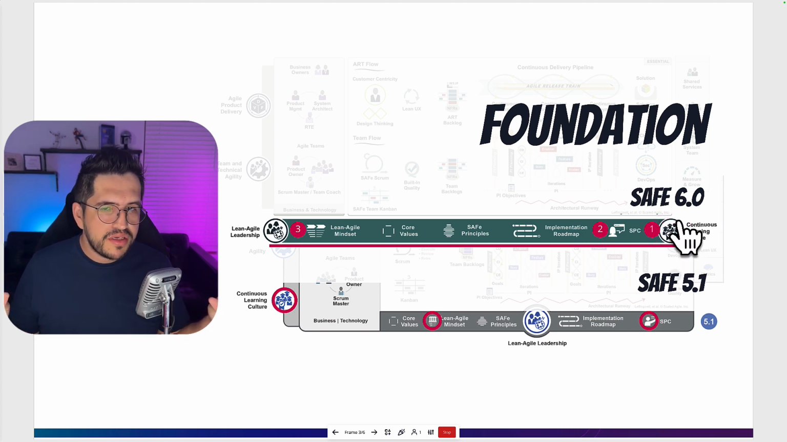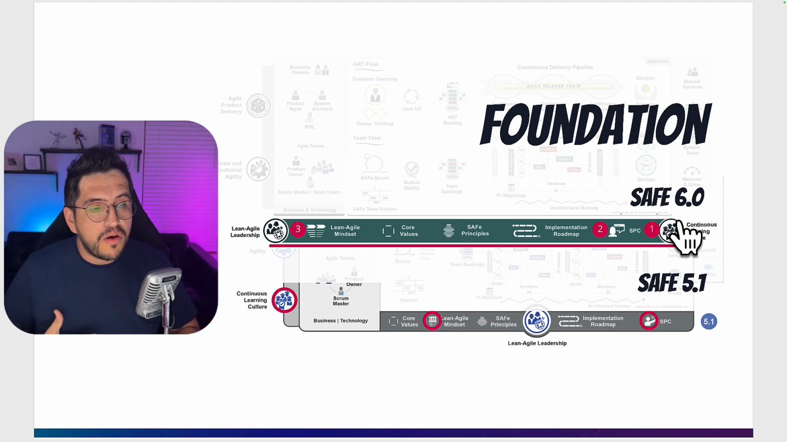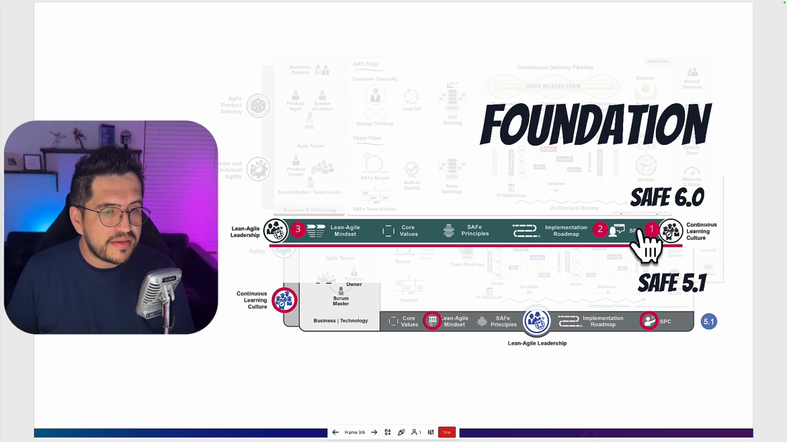What happens with the foundation of anything, like a real estate foundation, is that if you don't have a strong foundation, then everything will fall apart. So what SAFe is telling us with this change is that for an organization to be successful with SAFe, we need both Lean Agile leadership, having our leadership on board, but also the continuous learning culture. An organization that is learning and growing, when we have this as part of our culture, combined with proper and good leadership. So that is the first change.